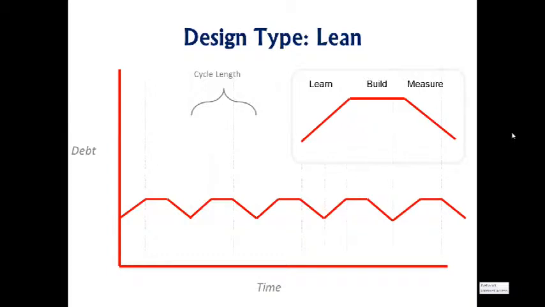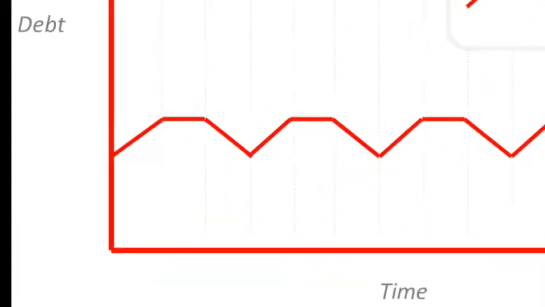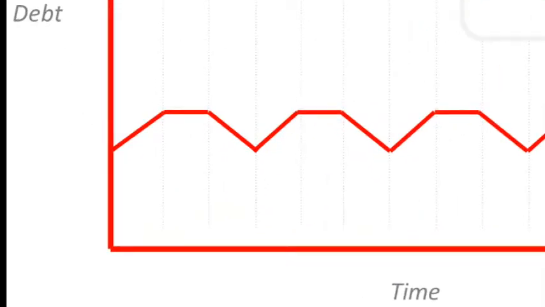Now let's take a look at an actual lean project. What you see over here is that we start on the far left once again. What we'll actually do is some building, but we're only going to build up enough ideas so that we can get something out. The concept behind lean is to get a product or a result out as quickly as possible.